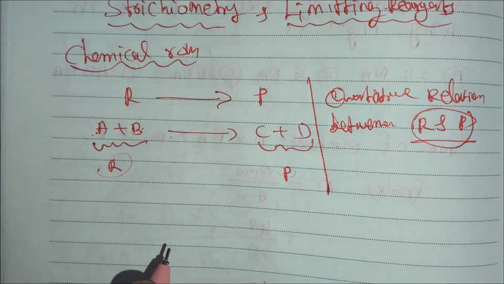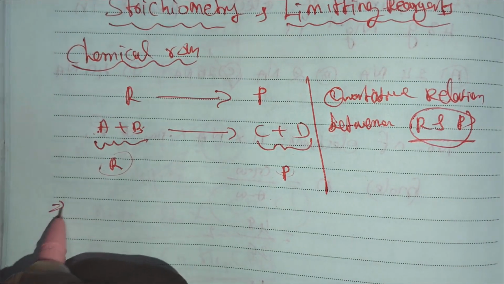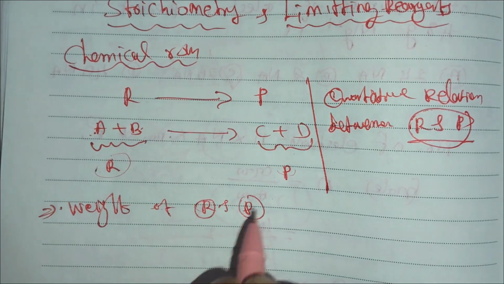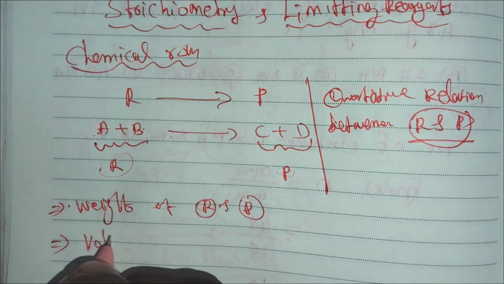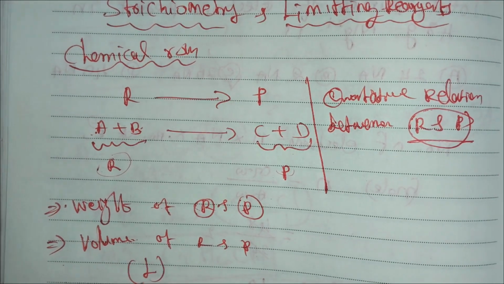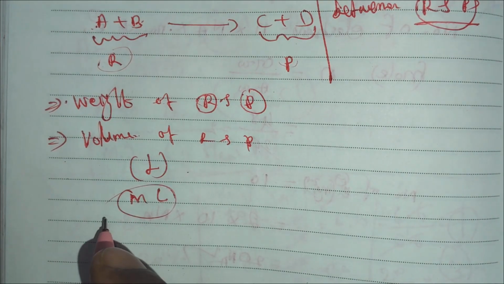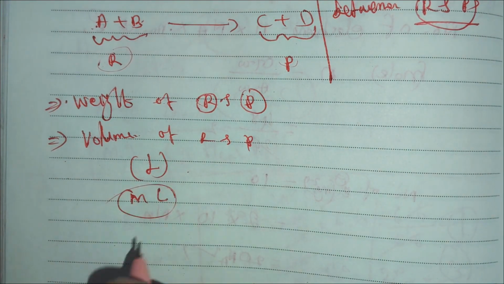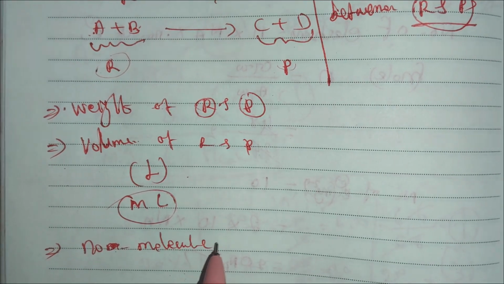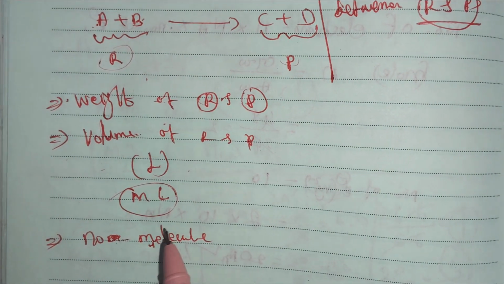This follows almost four types of relation. For example, there is the weight relation, the weight of reactant and product, and there is the volume of reactant and product. This volume follows the liter unit as well as the ml unit. The next depends on the number of molecules, the number of molecule unit. So 1, 2, 3 and 4. These four kinds of relation are simply explained in this video.